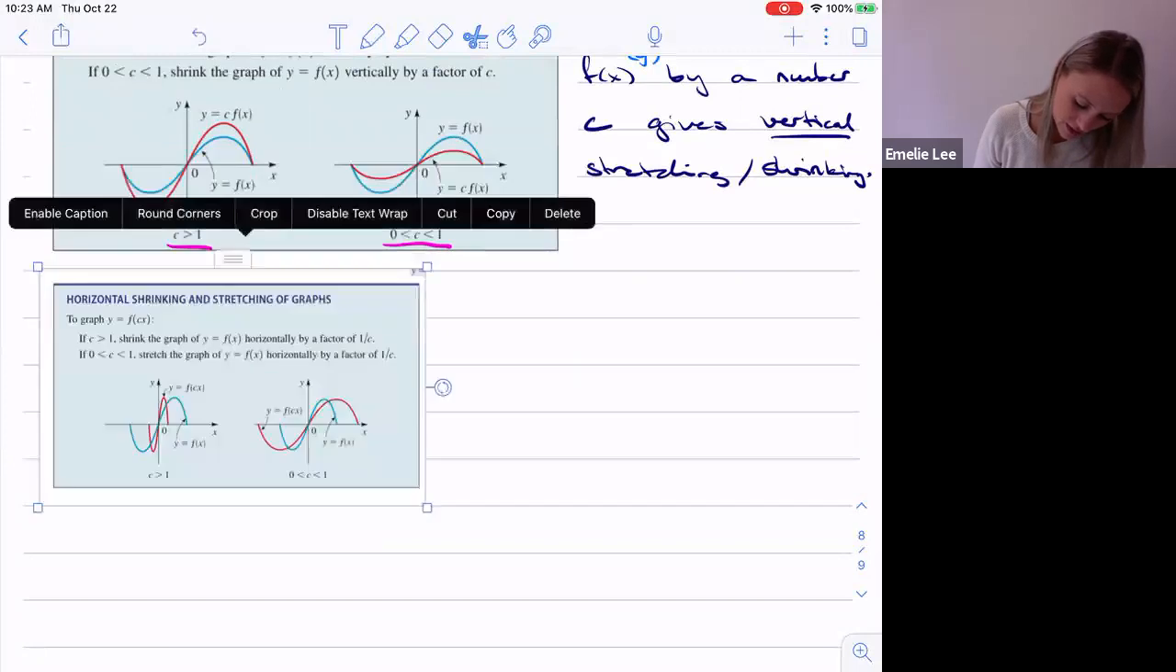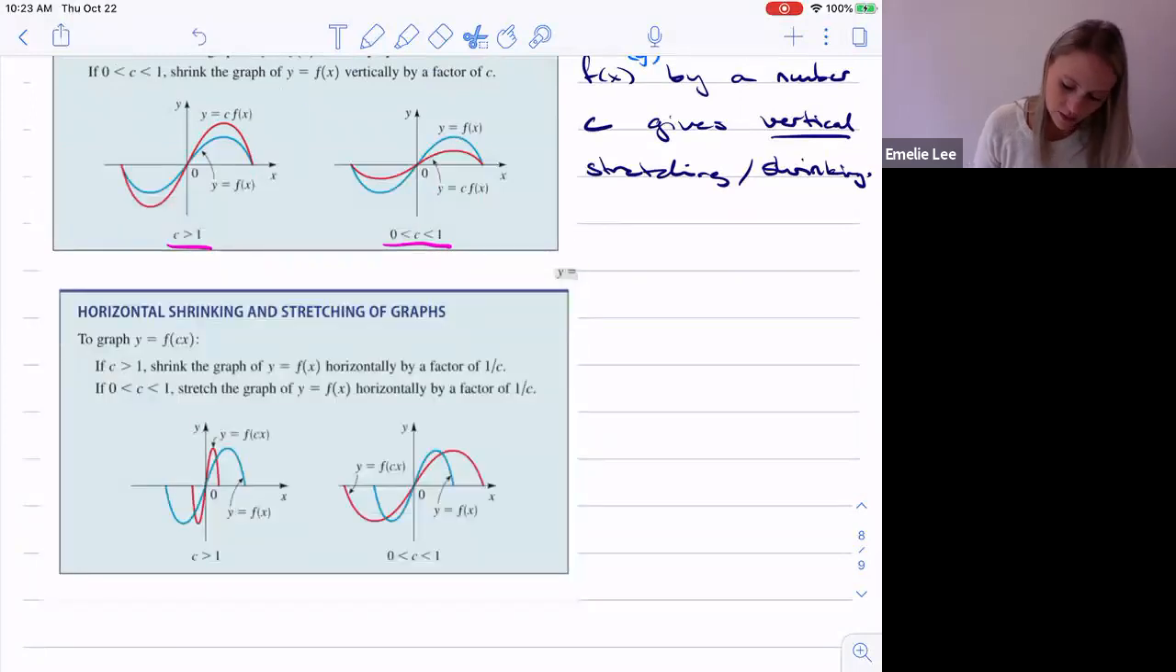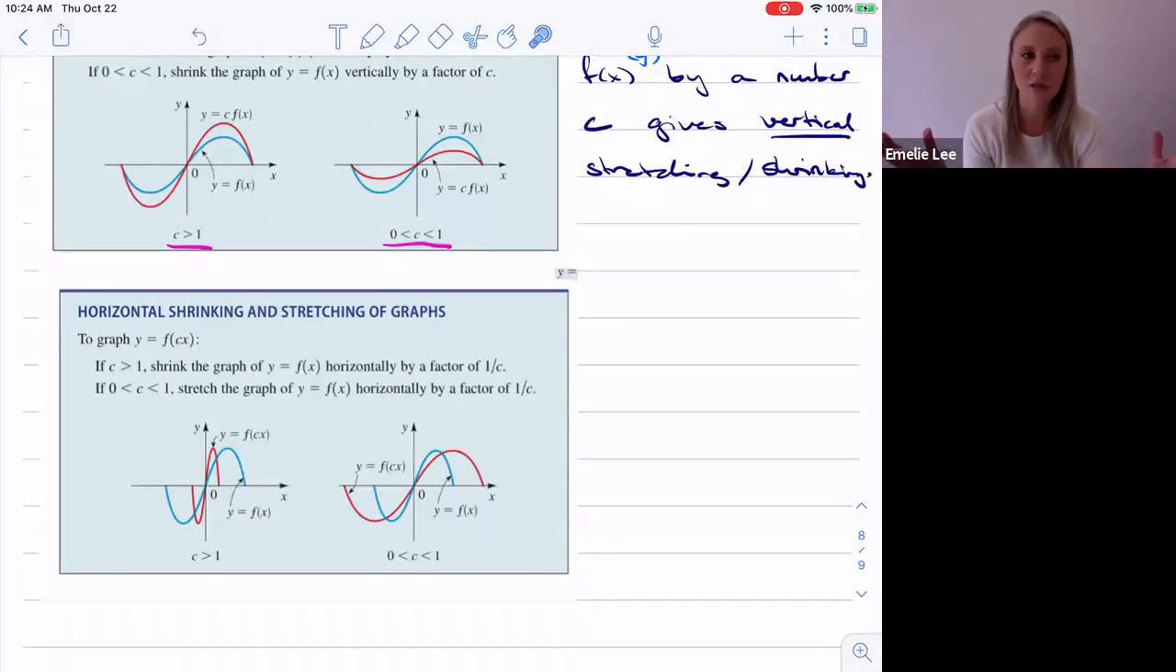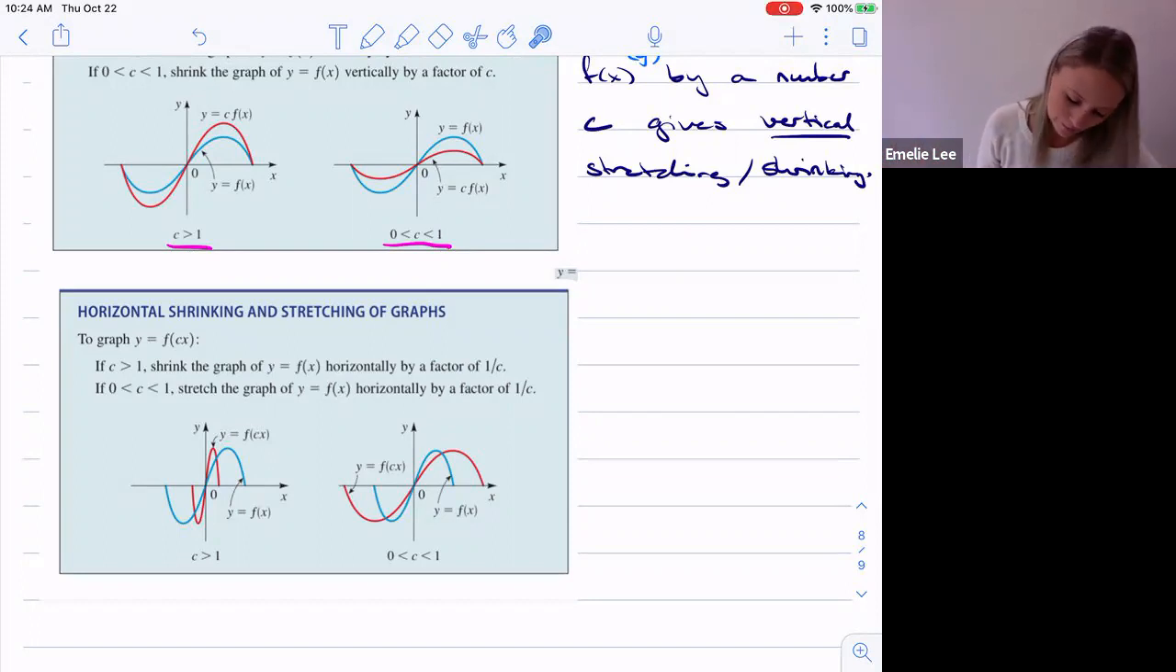Next one, very similar, is going to be on horizontal shrinking and stretching. Again, we're multiplying our x, which is the horizontal. As long as you're manipulating the x inside a function, what happens is horizontal, whether it's stretching or shrinking or movement. If you're manipulating the x, it's going to move horizontally, whereas if you're manipulating the whole function, then it's going to move vertically. So whether it's stretching, shrinking, up, down, doesn't matter.